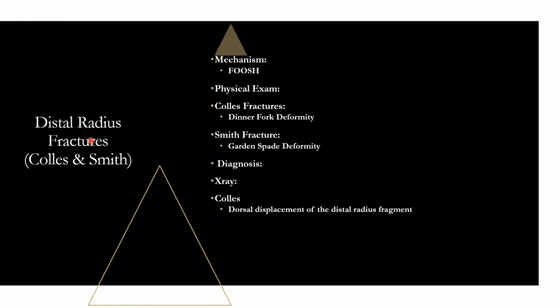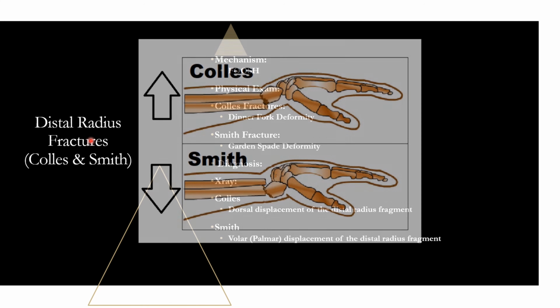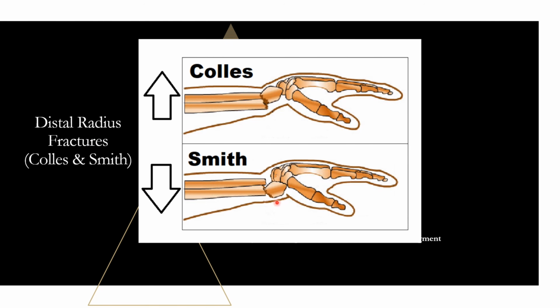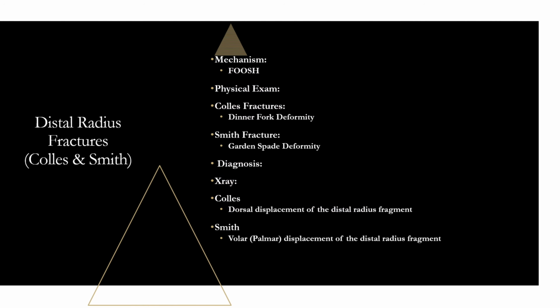That's really important to know because you need to know the Smith fracture is the opposite, which is going to be volar or palmar displacement of the distal radius fragment. So we're going the opposite way. This is the distal radius fracture. Boom, it's going down. Volar or palmar displacement of the distal radius fracture. So you need to remember that.